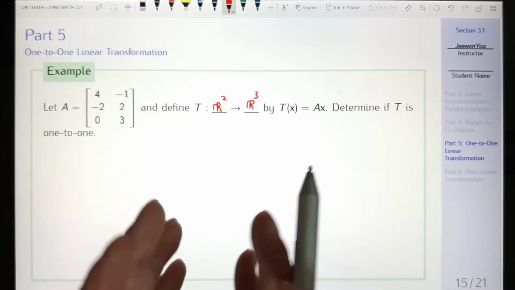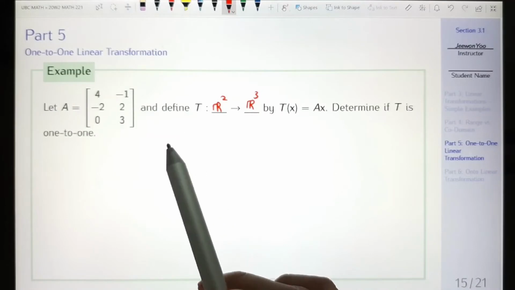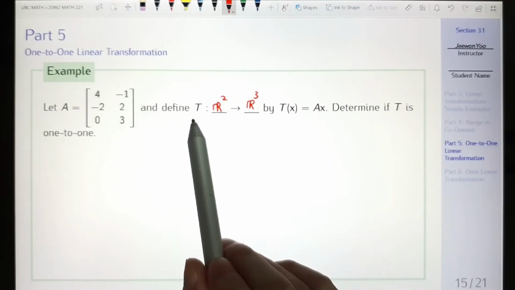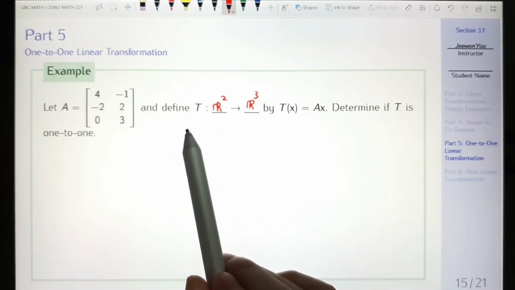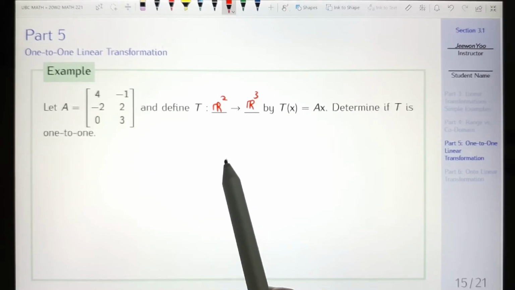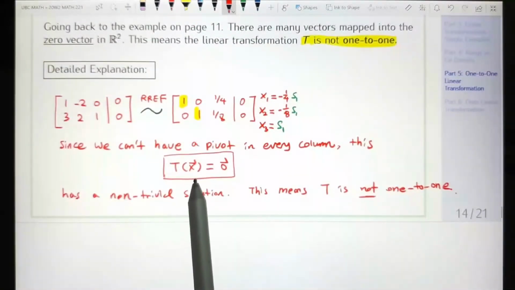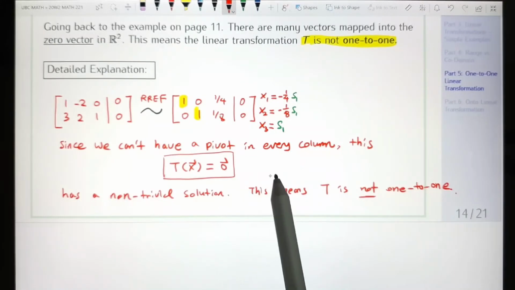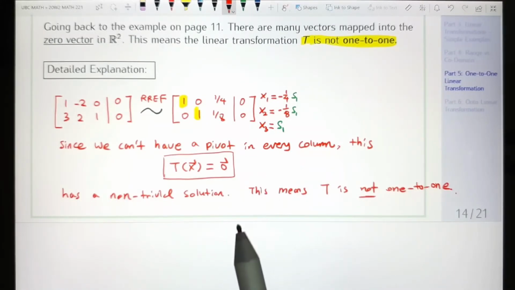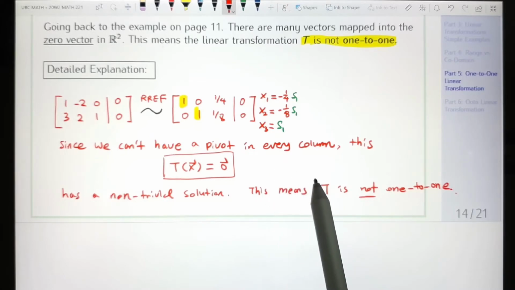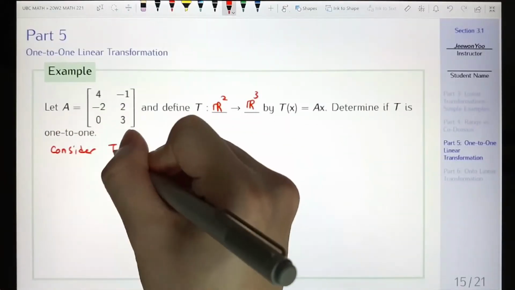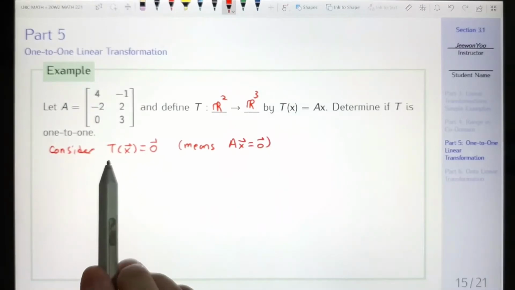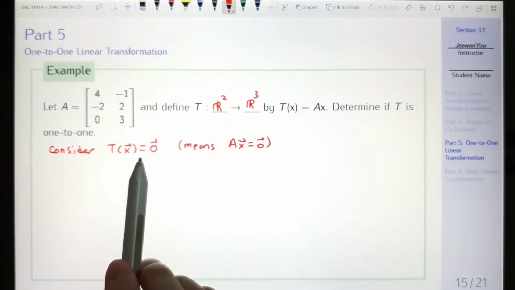By now, you know that to check whether a transformation T is one-to-one or not, set up a homogeneous equation, T of X equals 0, or AX equals 0, it's the same thing, find the echelon form, and then count the number of pivots. So consider the homogeneous equation.